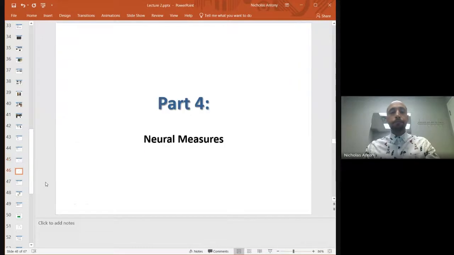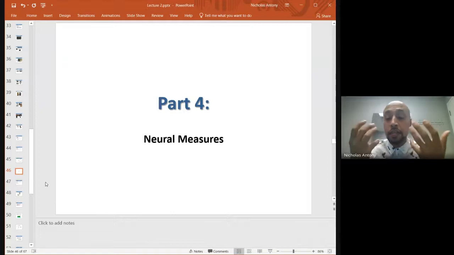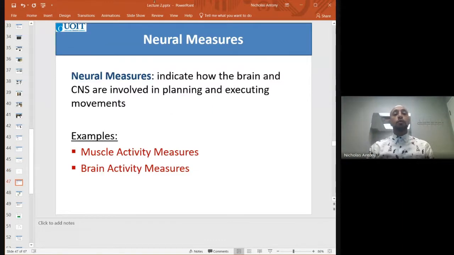Okay. Now let's talk about neural measures. Neural measures are those measurements that measure neuromotor processes. So it's going to give us a measurement of the electrical activity in either the brain or the body that's used to control our muscles and therefore be utilized in the movements used in achieving the goal of a motor skill. Neural measures are divided into two different things: muscle activity measures and brain activity measures.